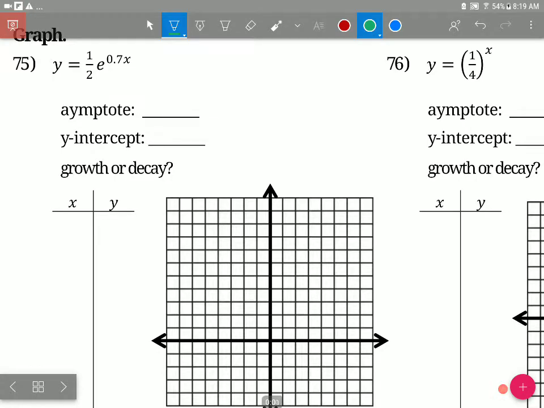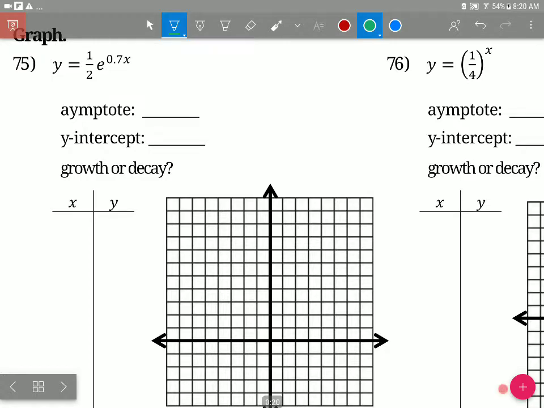All right, the next four just say graph. So here's what we're gonna do. We're gonna shove it in the calculator. If you can't put these in the calculator, we gotta talk. So I'm not gonna show you how to do that. You can do that on your own. So that's y equals 1/2, or 0.5, times e to the 0.7x.